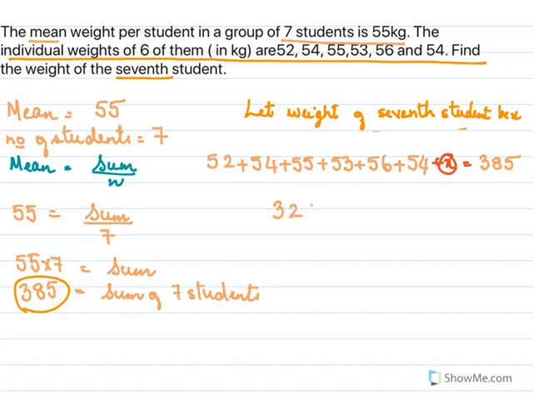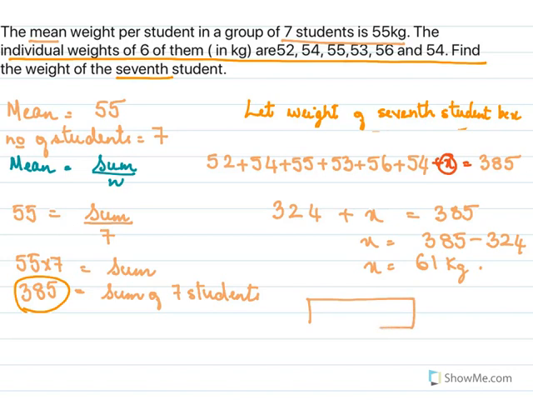So here we'll get 324 plus x equal to 385. So x is 385 minus 324. And that works to be 61 kgs. So the 7th student weight was 61 kgs. Just repeat the sum. First, 6 students were given to us, plus the 7th student was x, which was equal to 385. These 6 students, they gave us the weight. 1, 2, 3, 4, 5, 6 students, the weight was given.